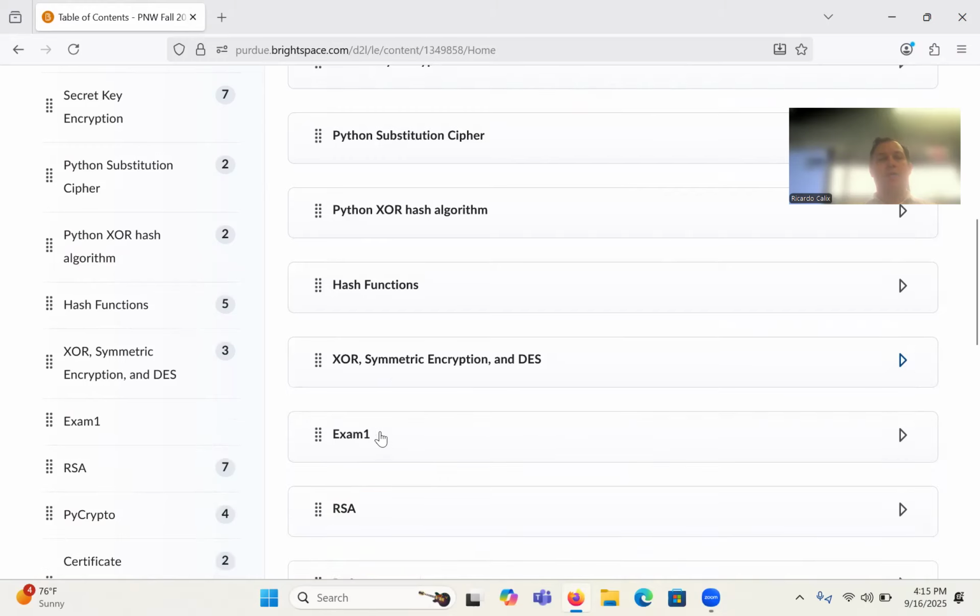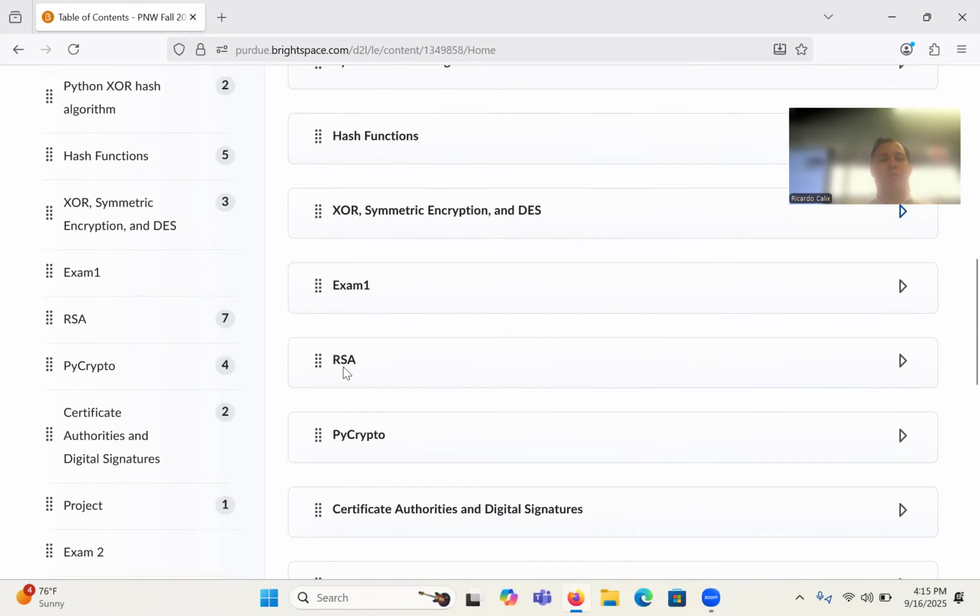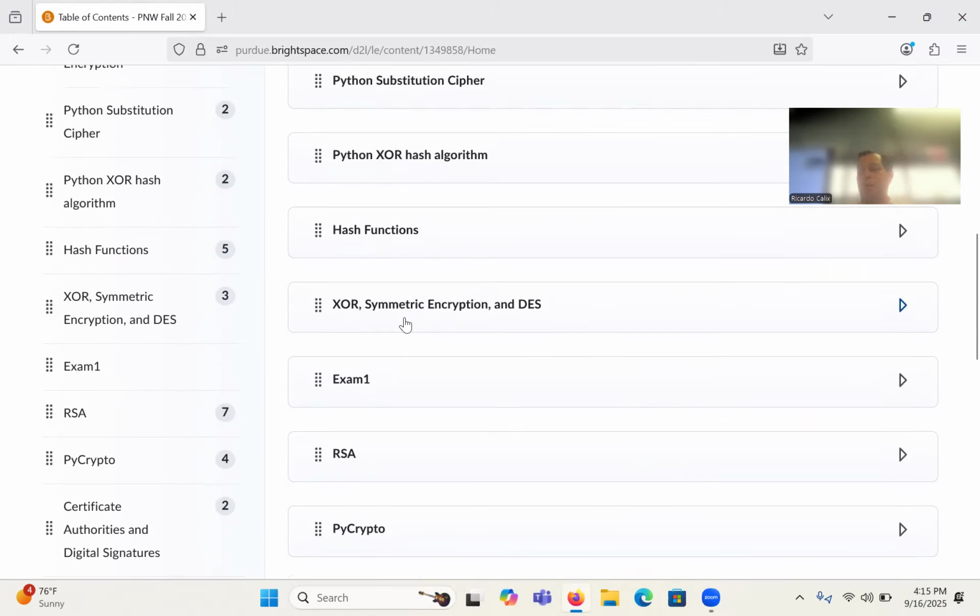It's kind of here, and you can see we're getting close to exam one. So I might move RSA a little bit here. We'll see how we move. All right. So I'm going to switch over to the whiteboard.